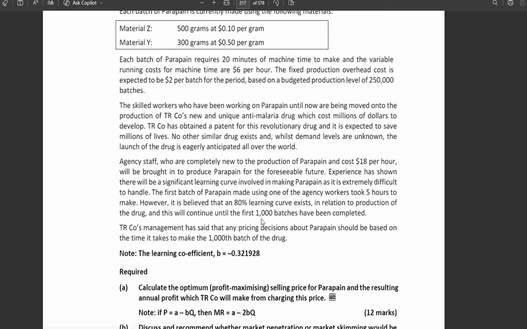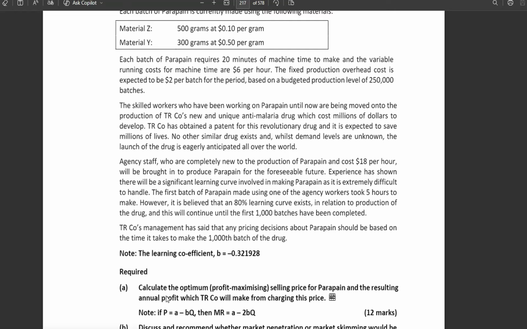TR company management has said that any pricing decision about paraffin should be based on the time it takes to make the 1,000th batch of the drug, and they have also provided the learning coefficient, that is the b value, minus 0.321928. Okay, so now we have to calculate the optimum selling price for the paraffin and the resulting annual profit if the company sold paraffin at this price which we have calculated earlier. Okay, and they have also provided the formula. So let's move to the calculation.